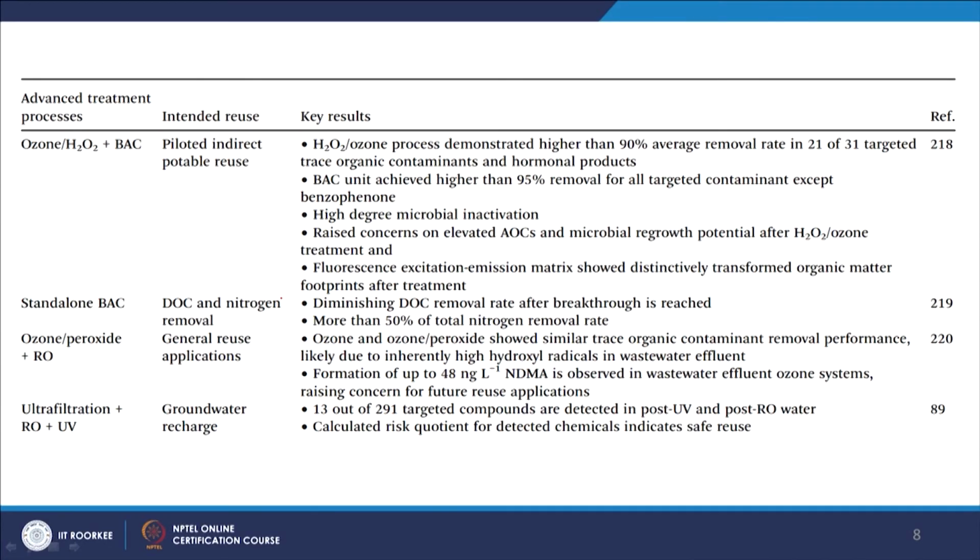Now, this study also looked at advanced treatment processes that can be used for getting rid of the contaminants. They looked at ozone H2O2 oxidation followed by BAC, which is a biological activated carbon reactor, and the intended use was piloted indirect potable reuse, and they noticed that this one had more than 90% average removal in 21 of 31 targeted trace organic contaminants and hormonal products, which are endocrine disruptors.